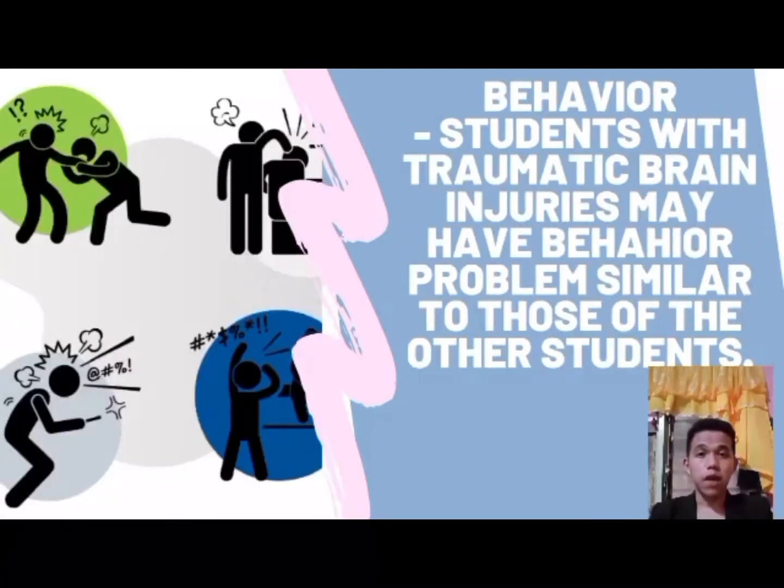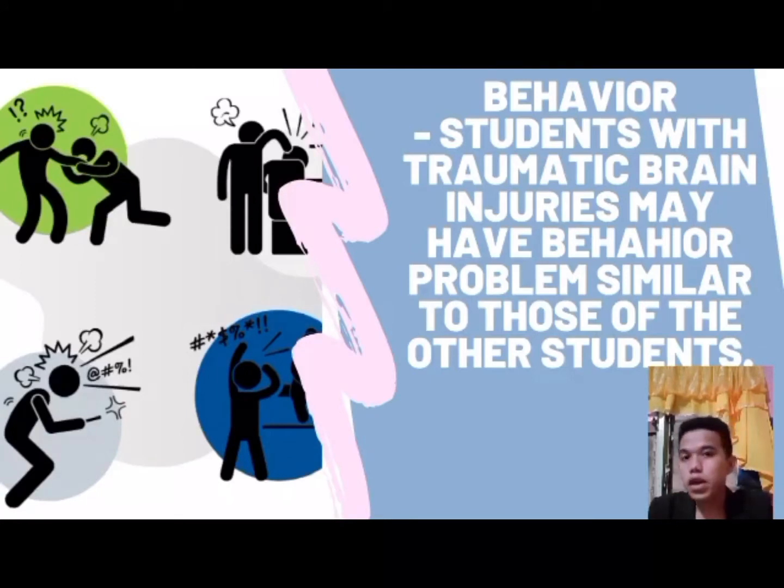And the sixth is behavior. Students with traumatic brain injury may have behavior problems similar to those of other students. As we go backward, in emotions, as a result of feeling anger, their behavior also changes. Their behavior also becomes out of control, so that they will just hit others physically with no valid reason, with no permission.